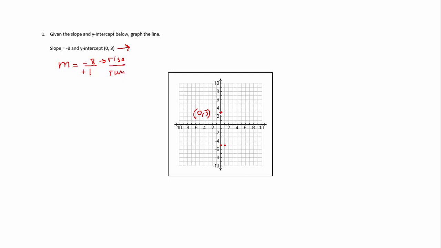So now I have this point, 0, 3. I have this point, which is 1, -5. So this point is 1, -5. I can always read a point by going to the x-axis, which is 1, going to the y-axis, that's a -5. Now all I have to do is join those 2 points, and that would be the graph of the line.